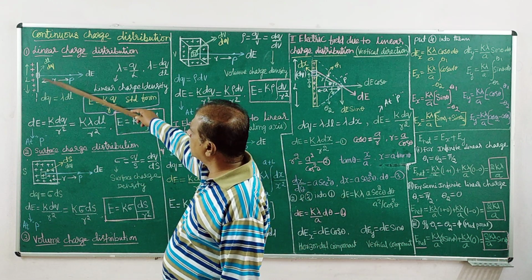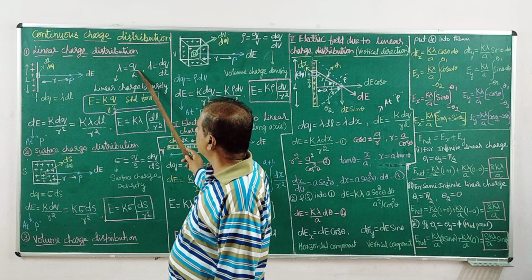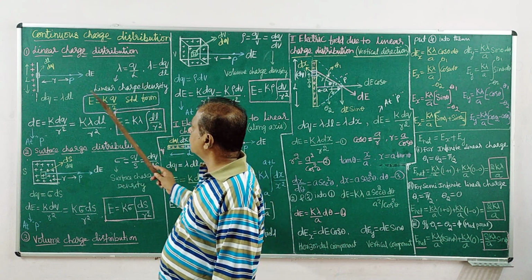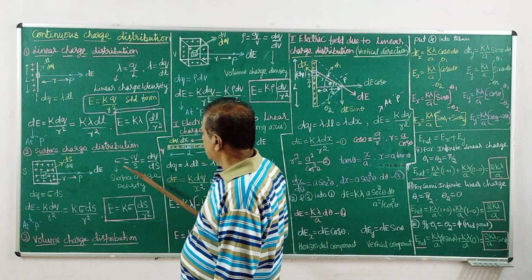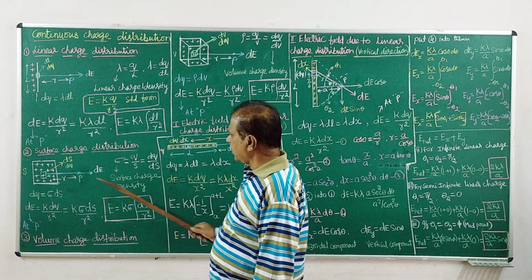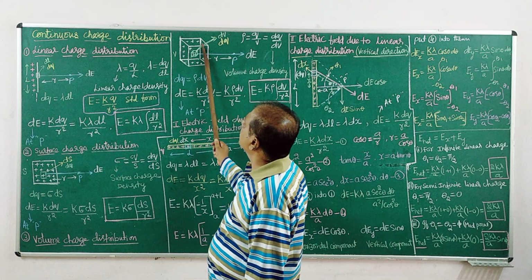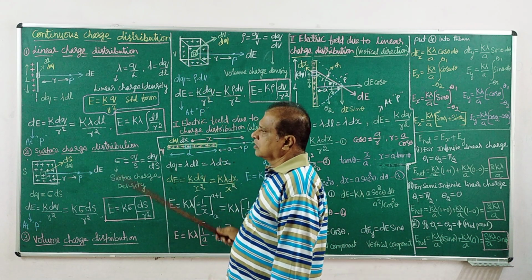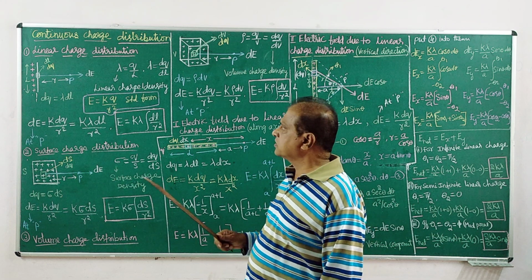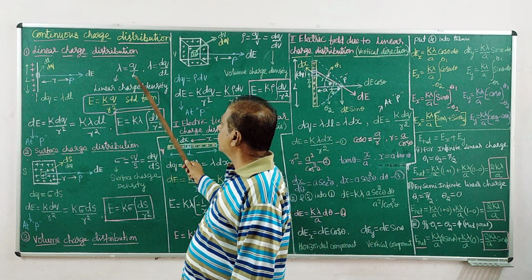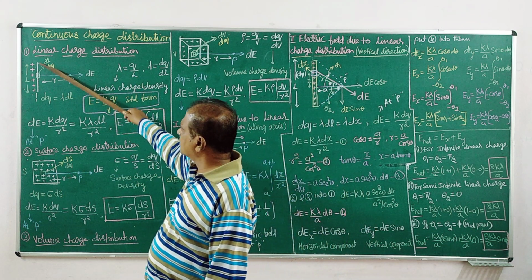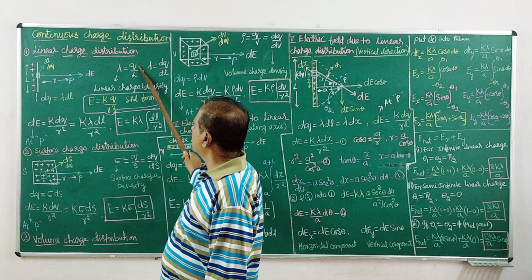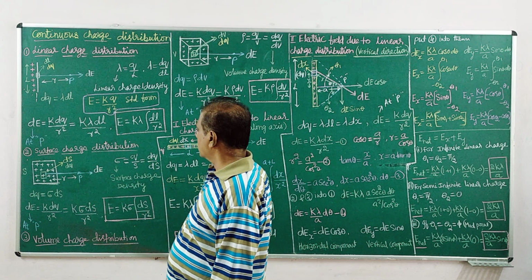The total number of charges distributed divided by the area they occupied. Maybe a length in case of one dimension, or surface area in case of two dimensions, or volume in case of three dimensions. That is the occupation of the spatial dimension. The spatial dimension is linear, therefore length. In this length, how many charges are present? There is a total number of charges divided by the length.